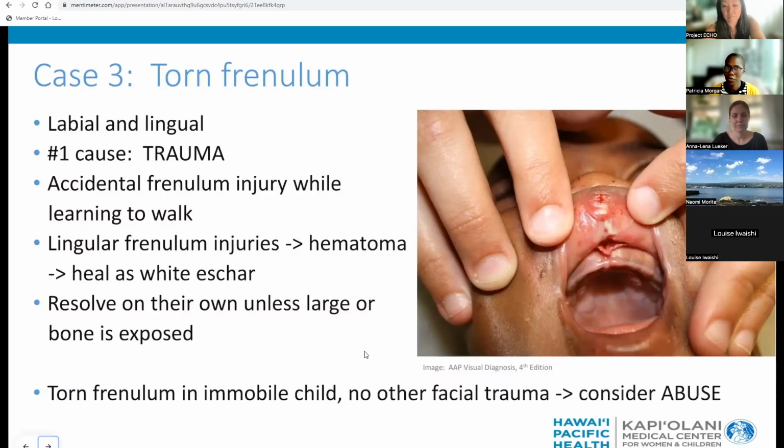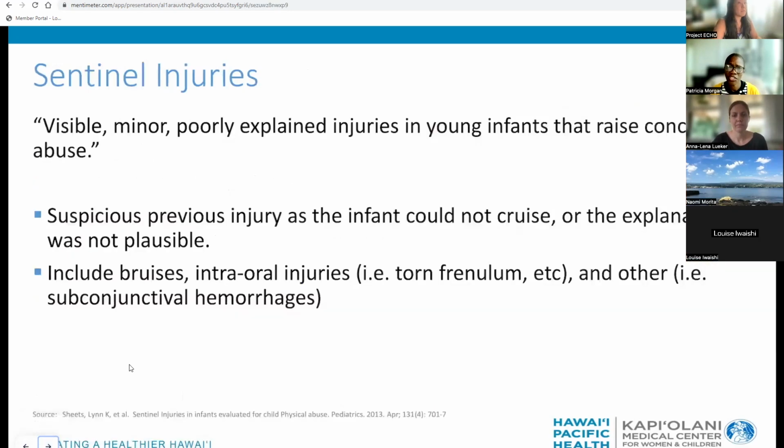So you all are doing a great job thinking through these cases, and you'll see some repetition in these 3 cases, because the next thing I want to talk about are sentinel injuries and why this is important. And I'll show you some cases at the end where sentinel injuries were missed and unfortunately did not have good outcomes for the children.